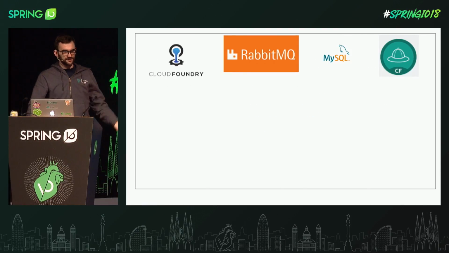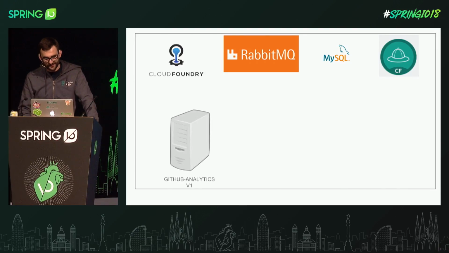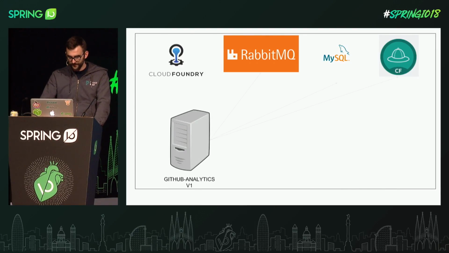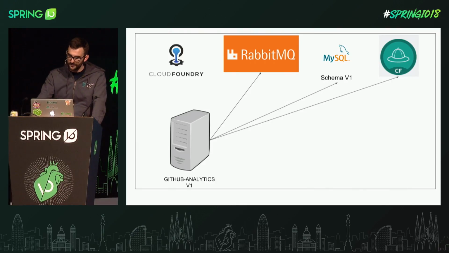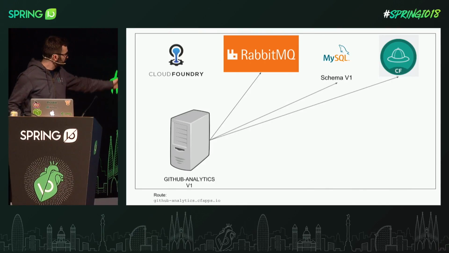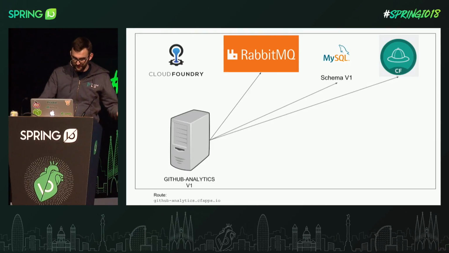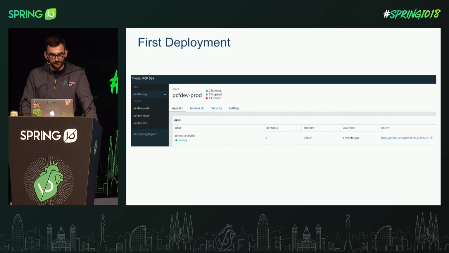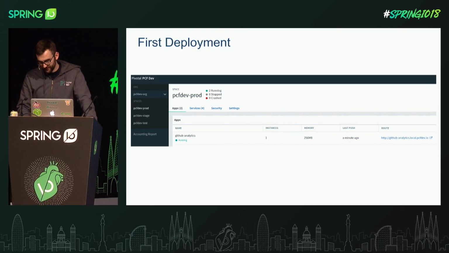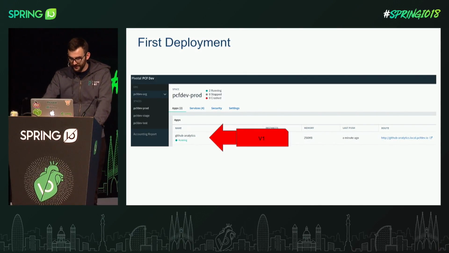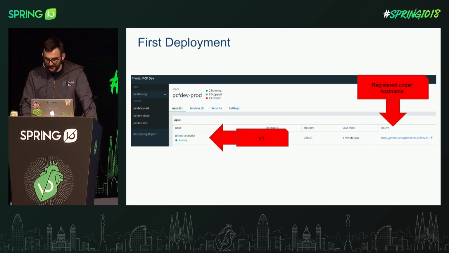So we have a production space in Cloud Foundry, we have the services, we have GitHub Analytics in V1. We bind to the services, we upgrade the schema to V1, and we bind the route to GitHub Analytics, whatever, like cfapps.io. So this is our first deployment. We have, let's say, the view of our deployment. We have the V1 running there and bound to the route, right?